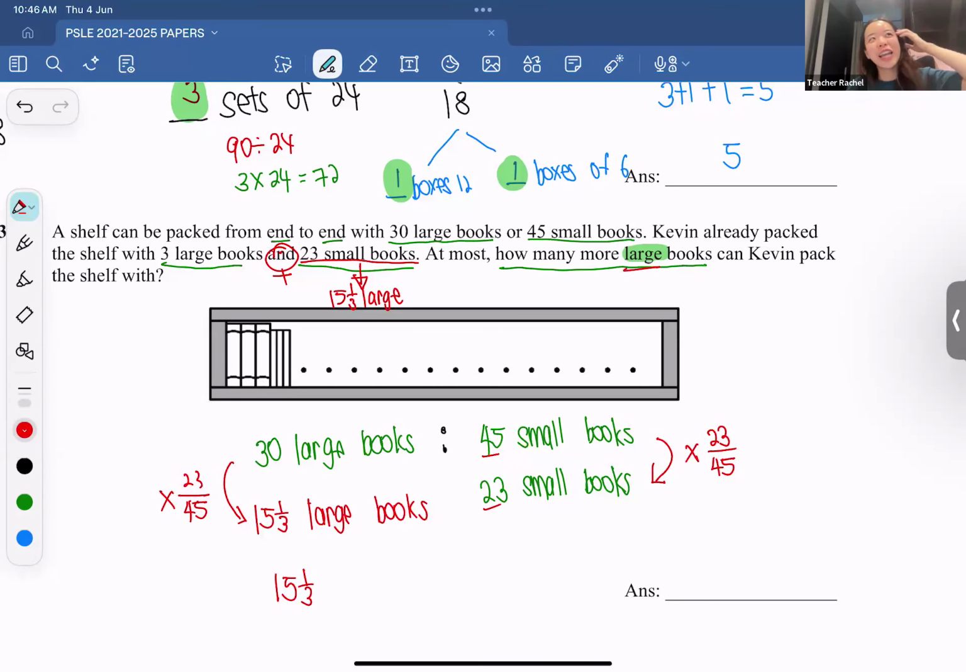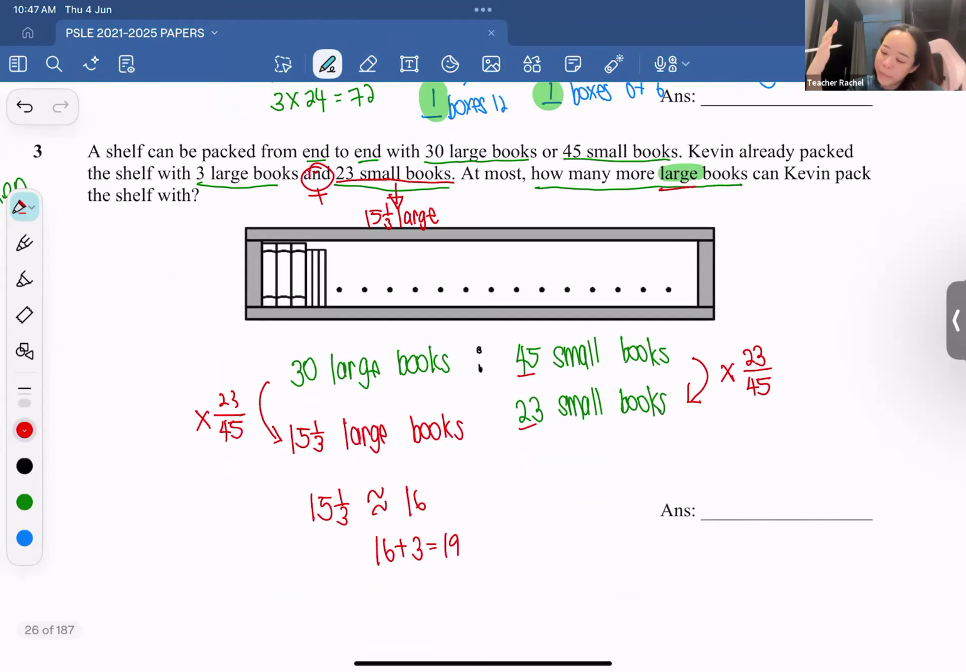This is when students might get confused. Do you round up or round down? Even though it is 15.333, which you would normally round down, I will have to round up to 16, because the 1/3 of a book takes up space, so I cannot put another book inside. So I need to round up. I take 16 plus 3, which is 19. Kevin already filled the shelf with 19 books. Since the shelf can only contain 30 books, he will have to take 30 minus 19, and the answer will be 11.